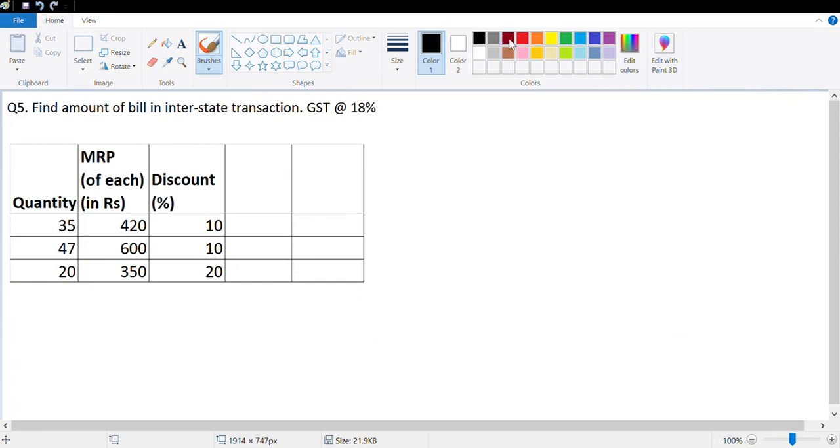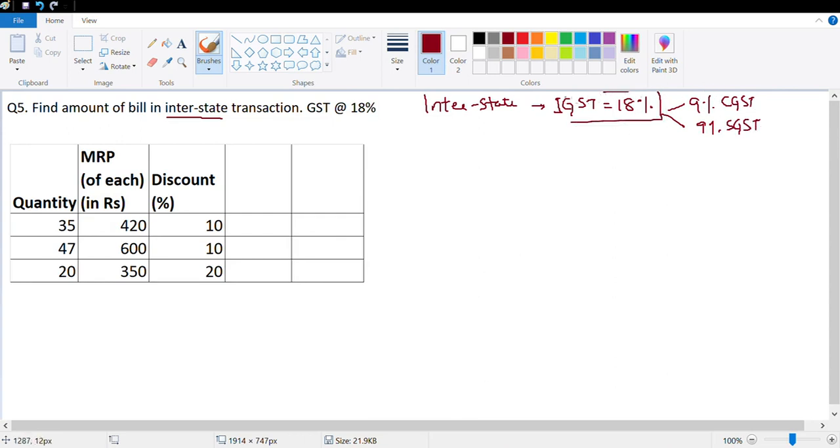The next one that we do is question number 5. Similar question, but in this case we have interstate. In case of interstate, we are looking at composite GST, which is integrated GST, calculated directly at the rate of 18%. In case this was intrastate, I would have divided it into 9% CGST and 9% SGST. Right now it is interstate, which means we're looking at only an IGST value.